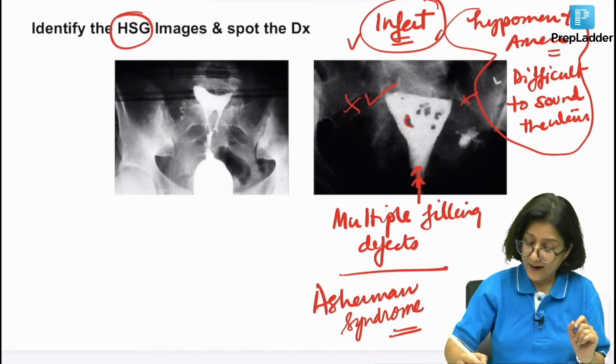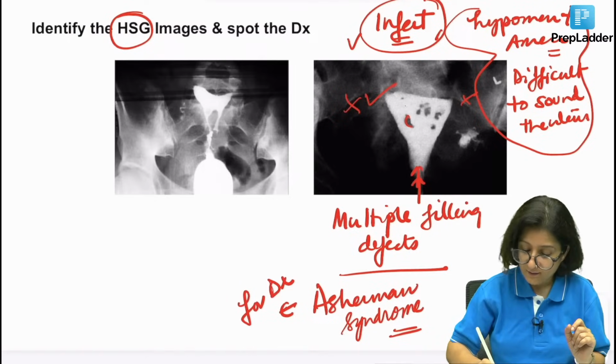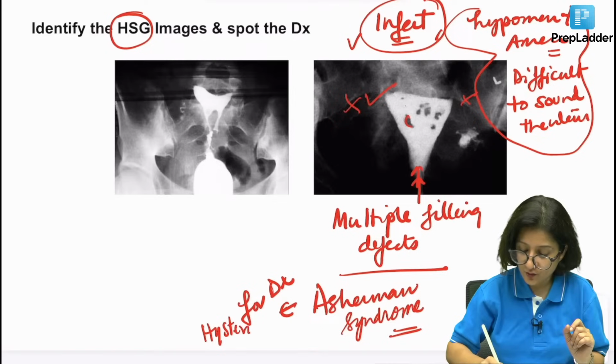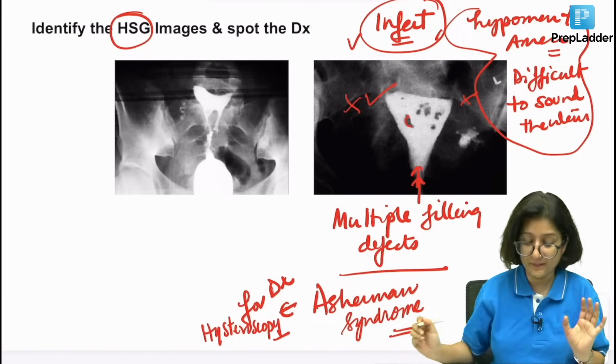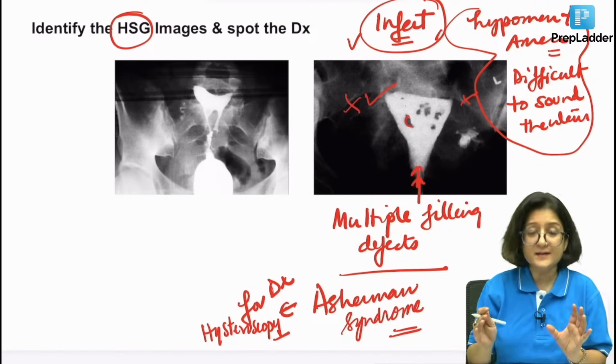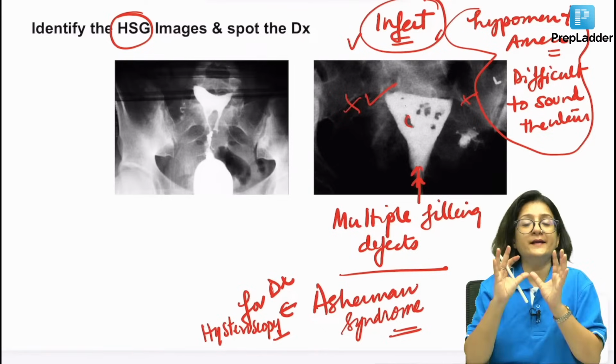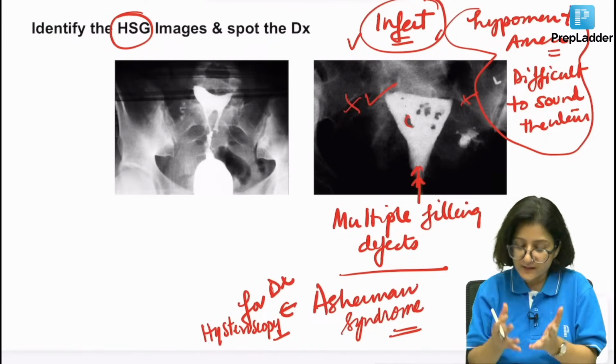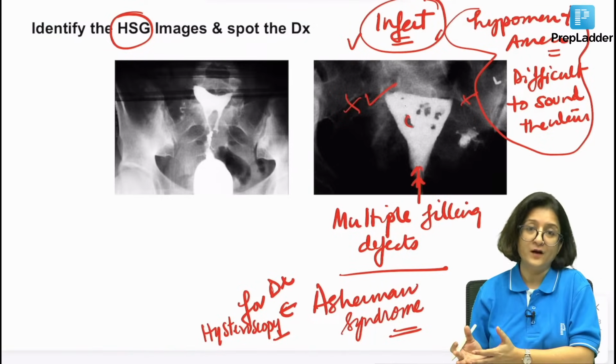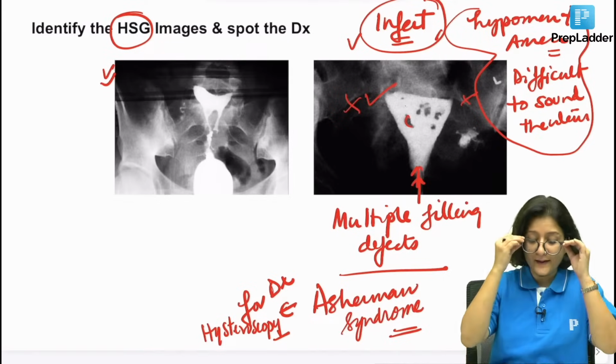Okay, but please remember, for the diagnosis of Asherman syndrome, what will be needed? Hysteroscopy. Please remember that. Okay? Because when you want to see anything inside the uterus, the best would be hysteroscopy. Now, let's have a look at the image on the left.